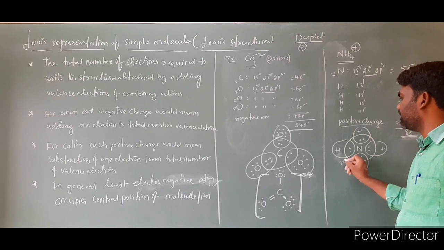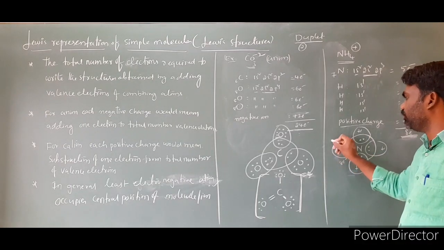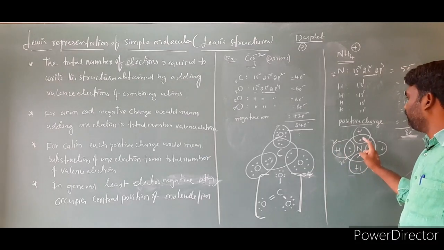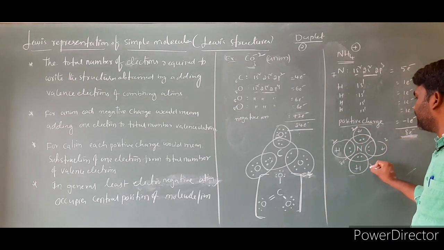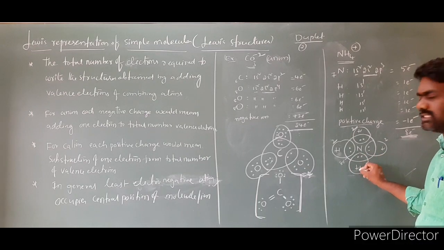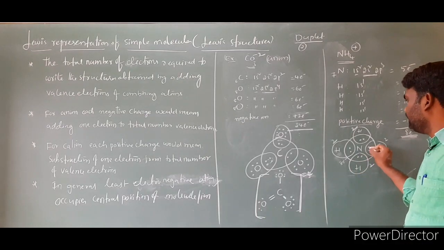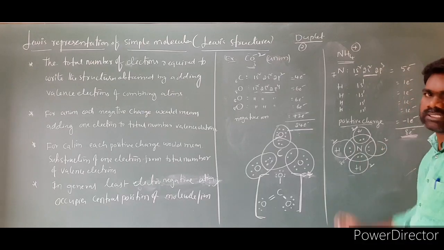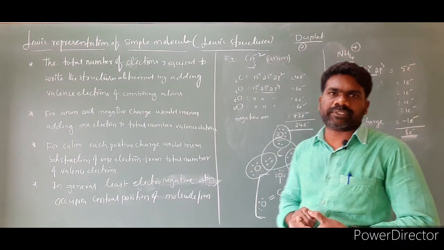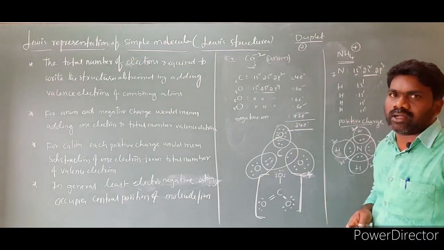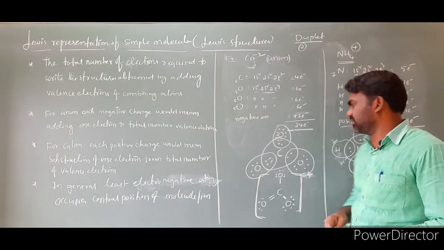Nitrogen has 7 electrons. Now hydrogen 1, 2, duplet configuration, 2 electrons. This hydrogen has 2, this hydrogen has 2 and this hydrogen also has 2. These 2 electrons belong to this hydrogen, these 2 electrons belong to this hydrogen. The shared electrons belong to nitrogen as well as hydrogens. So hydrogens will reach the duplet configuration. Duplet configuration is nothing but they contain 2 electrons. Octet configuration in the sense they contain 8 electrons.